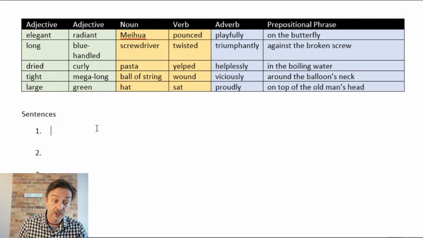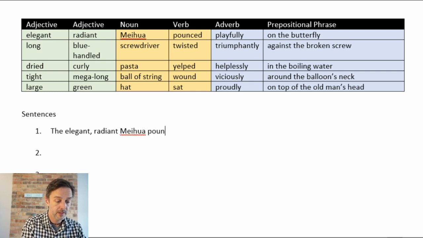So I'm just going to go straight in and go across the line at the top to create my first sort of long sentence. And I'm going to have to use some little determiners at the start of my sentences as well. So let's have a look. The elegant radiant Meihua pounced playfully on the butterfly.